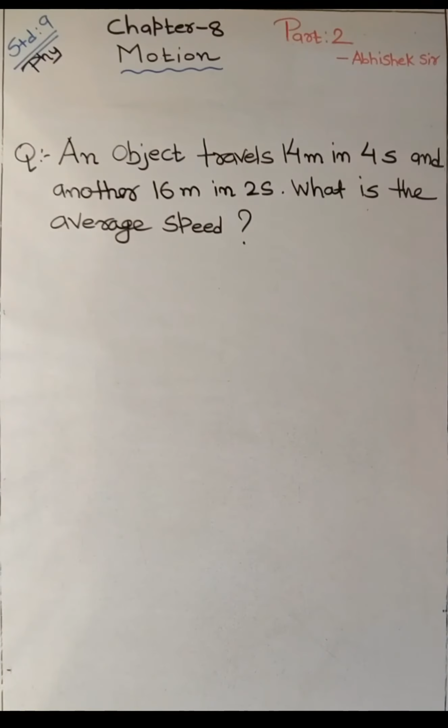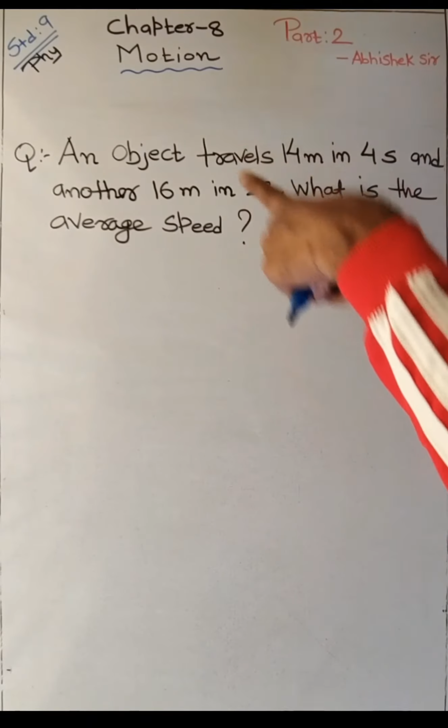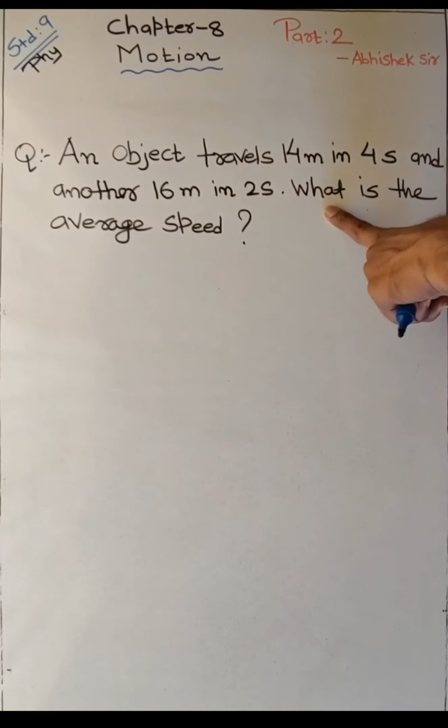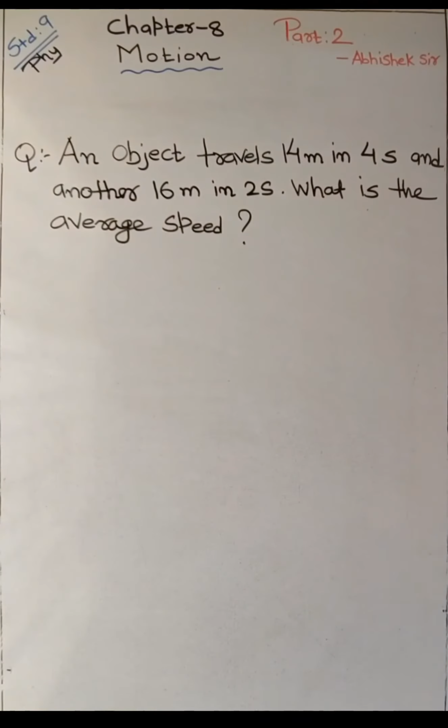Now here we have another question. An object travels 14 km in 4 seconds and another 16 meter in 2 seconds. Right? This is 4 seconds, this is 2 seconds. Now we have to find out what is the average speed. Do you remember what was the formula of average speed? Yes, it was total distance upon total time.